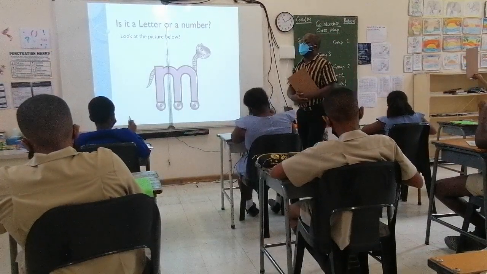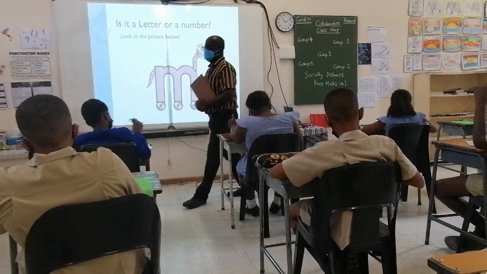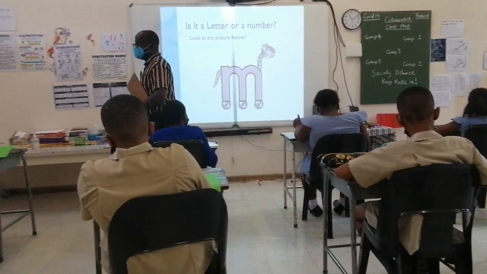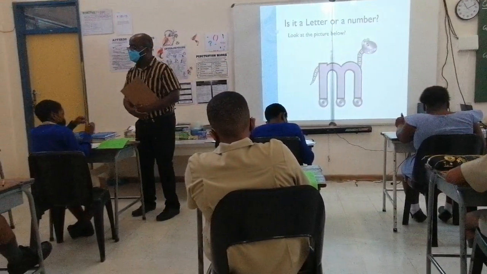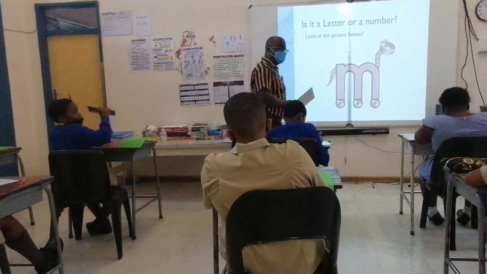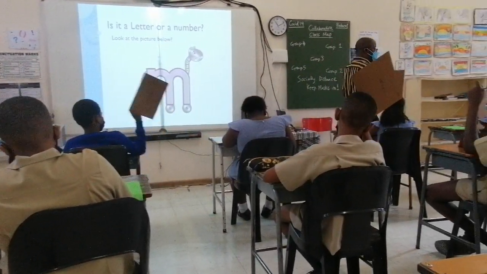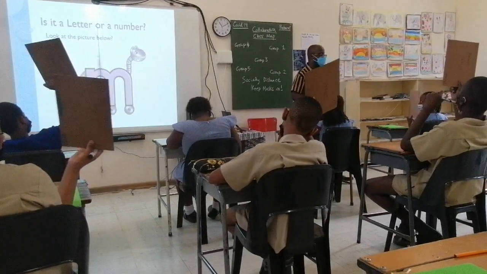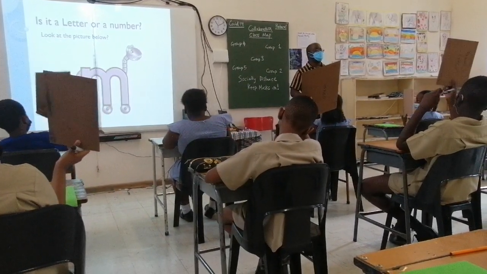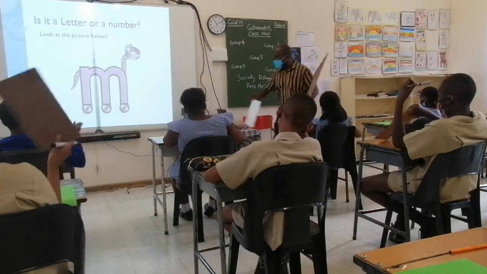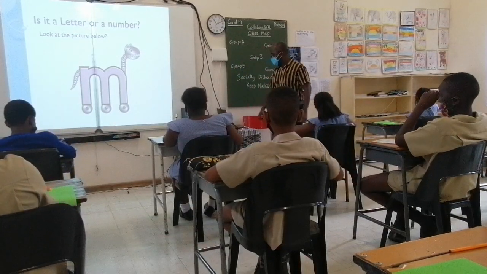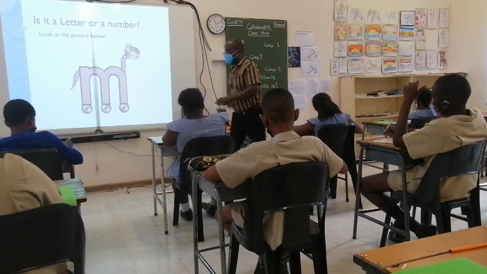Is it a letter or a number? Identify. And then hold up what you've got there. Alright, so the first one's a number, the second one's a letter, third one's a number, the fourth one is a letter. You can put a little tick on your boards, give yourself a mark. Well done. Great job, everybody.